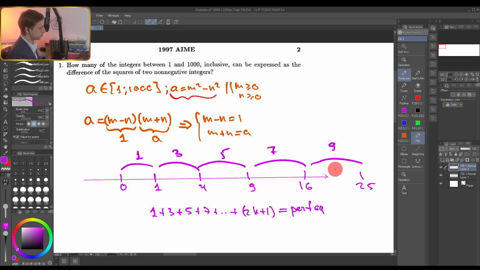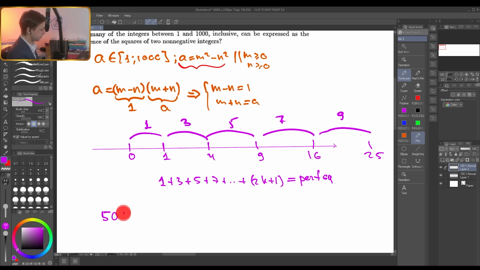So if you subtract two squares that stand nearby, you can obtain any possible odd number. Any odd number from this range can be obtained just by subtracting two squares that stand nearby. You only need to find appropriate squares. And therefore, 500 odd numbers from this range can be represented like this. So we have at least 500 numbers.